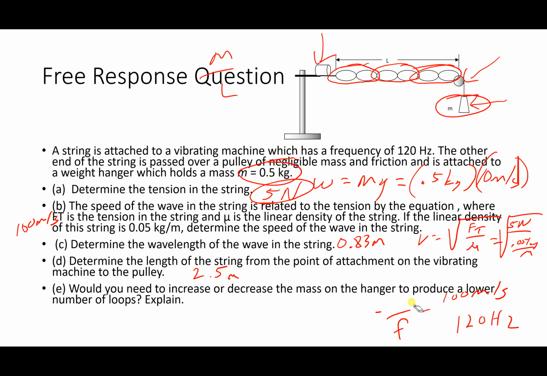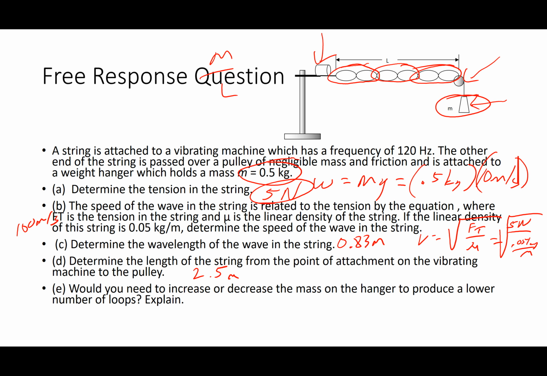would you need to increase or decrease the mass on the hanger to produce a lower number of loops? All right, so if we had a lower number of loops, that would mean that the wavelength of the wave is longer. We can't change the frequency. The frequency is determined by the vibrating machine. So if the wavelength gets longer, that means the speed of the wave has to increase. Well, the only way we can increase the speed in this particular string is by making it have more tension.